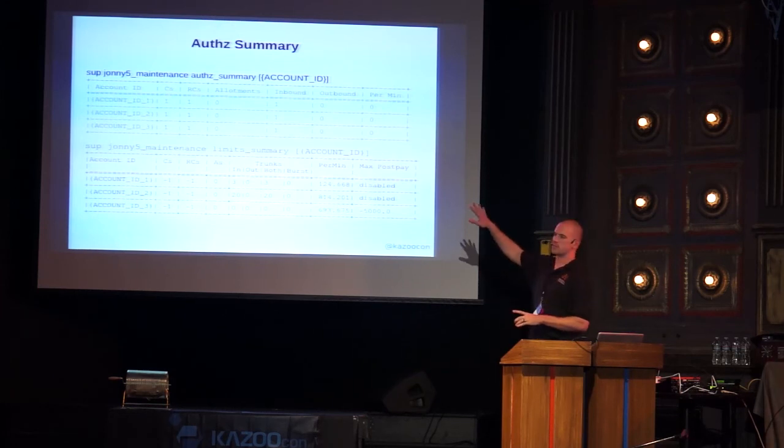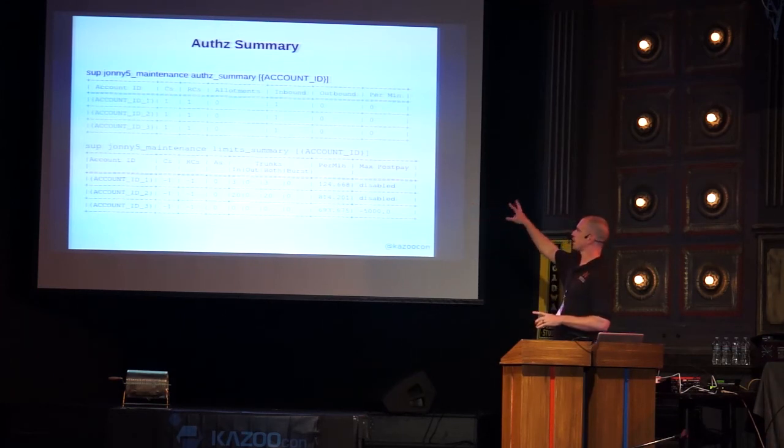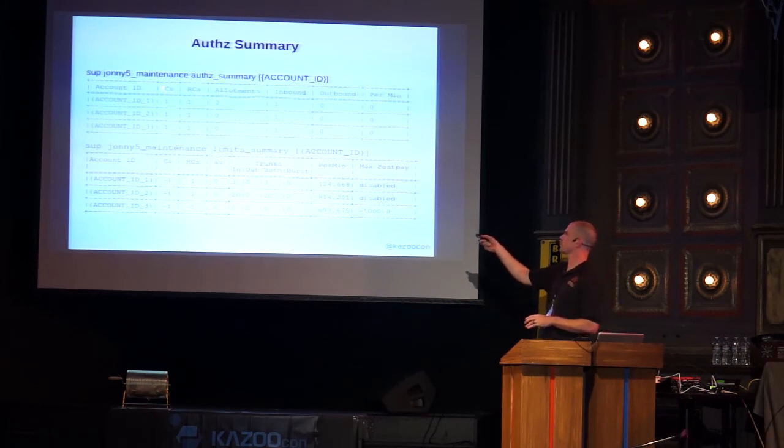So you can look at the summary for the system, or you can include the account ID and get the actual account. I have truncated the headings. This is the number of calls. This is the number of resource-consuming calls. These are any allotments that are left. These are the number of trunks, and then the amount of per minute that's left. And then you can see what Johnny 5 thinks the limits are for that particular account.